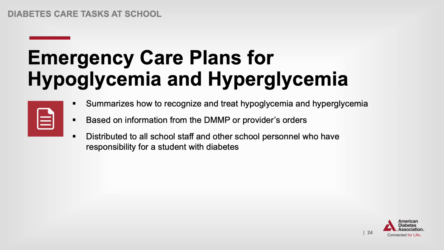The emergency care plans for hypoglycemia and hyperglycemia summarize how to recognize and treat hypoglycemia and hyperglycemia. Based on information from the student's DMMP, developed by the school nurse with input from the parent or guardian, they are distributed to all personnel who have responsibility for a student with diabetes. These plans may be found on the ADA's website at diabetes.org/SAStraining and in ADA's school guide at diabetes.org/SASguide.